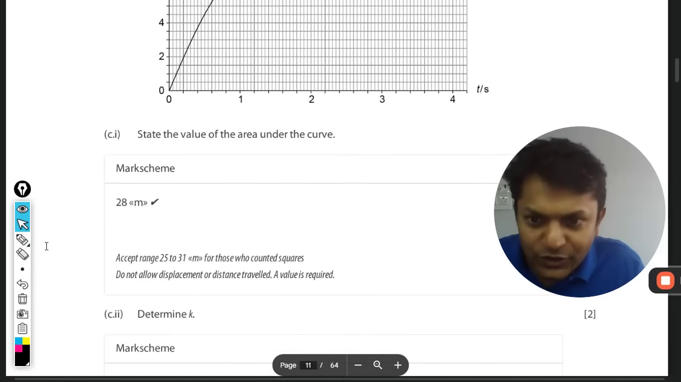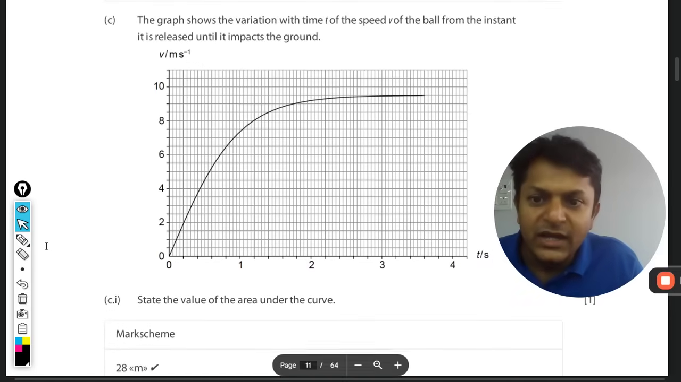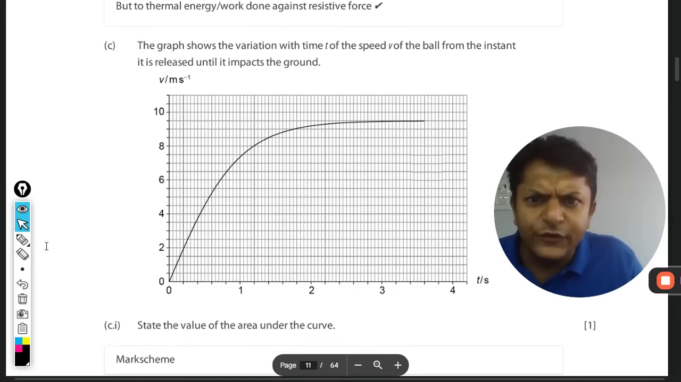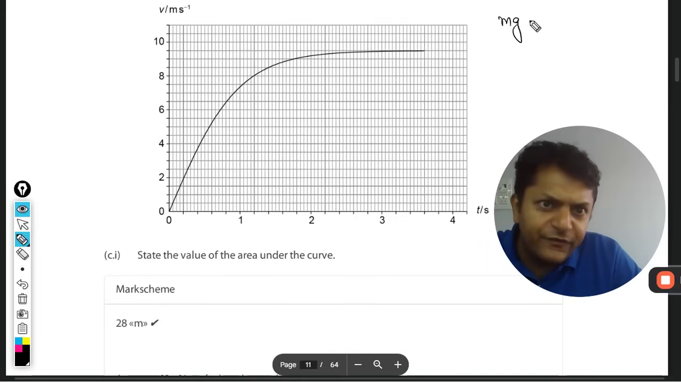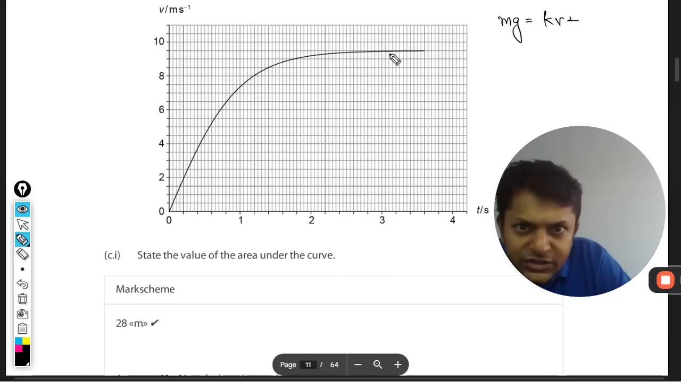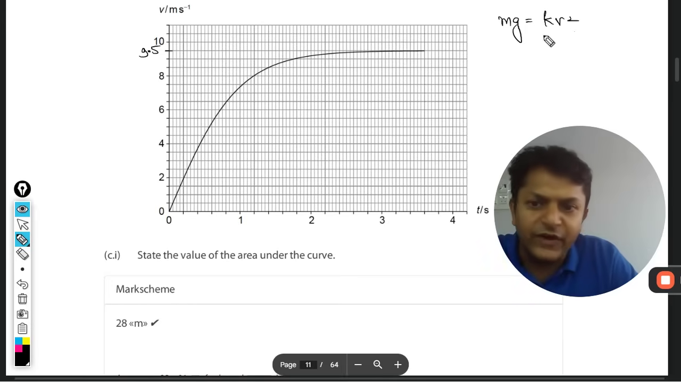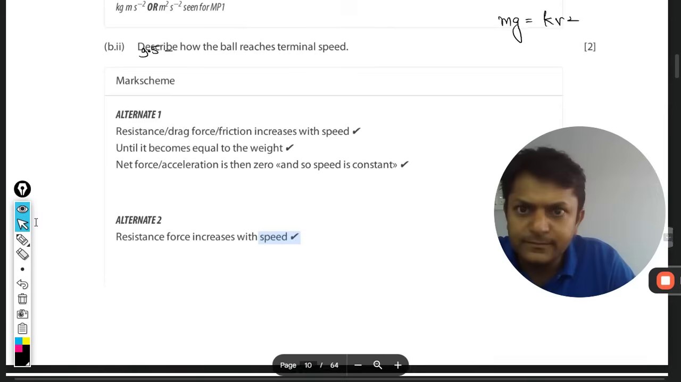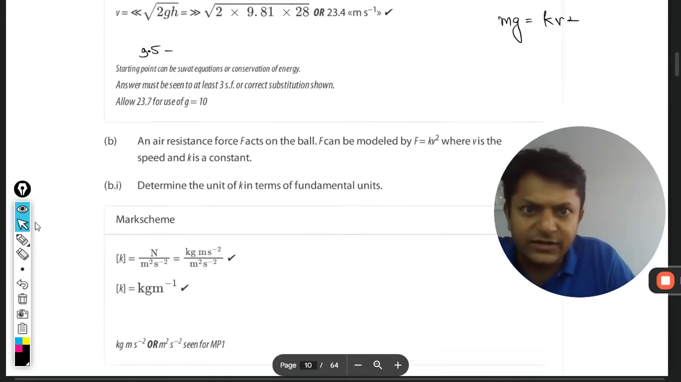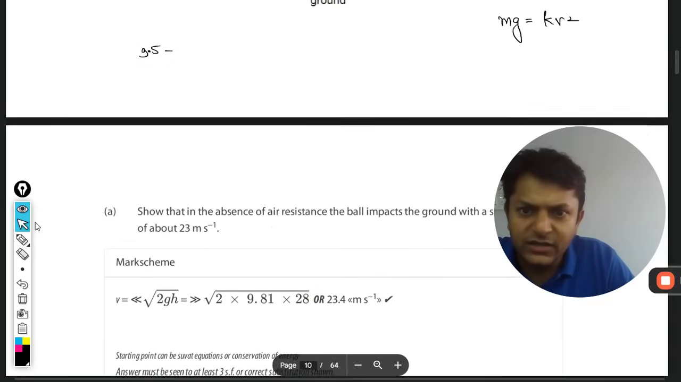Okay, let us move next now. Determine the value of k. Now, the value of k. So from the graph, we will first find the terminal velocity, and the value of k can be found by using mg is equal to kv square, and the velocity is coming out to be 9.5 here. So this is 9.5. Now, what is the mass of the body? And is there anything written about the gravity?